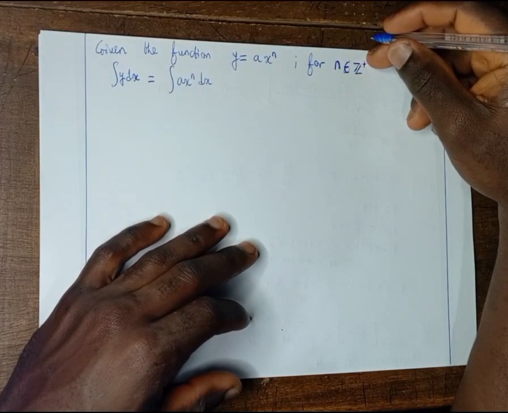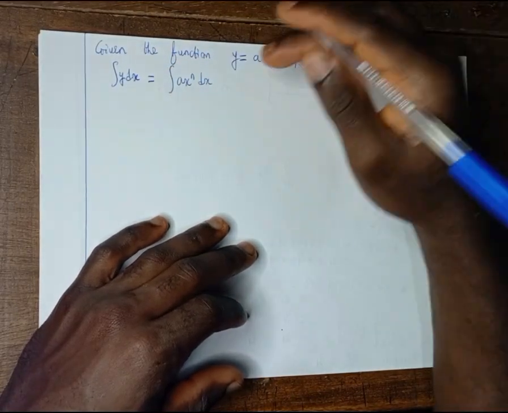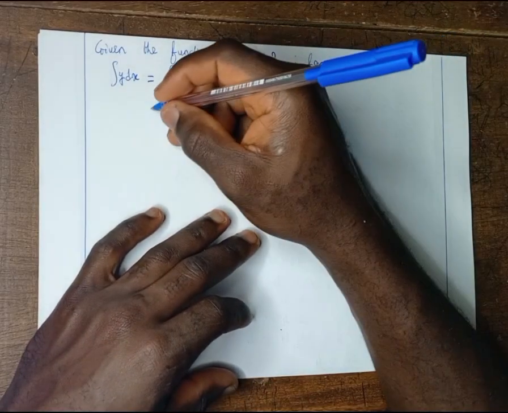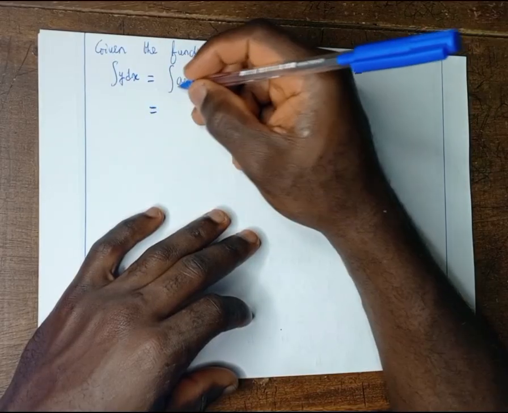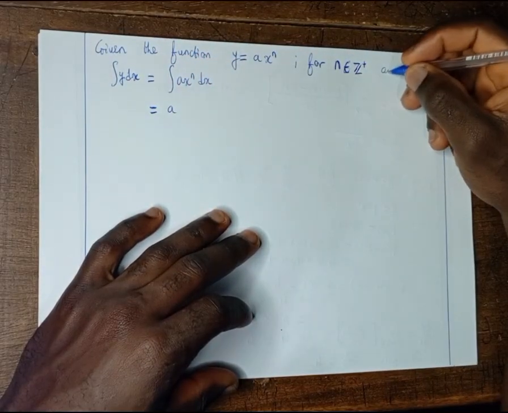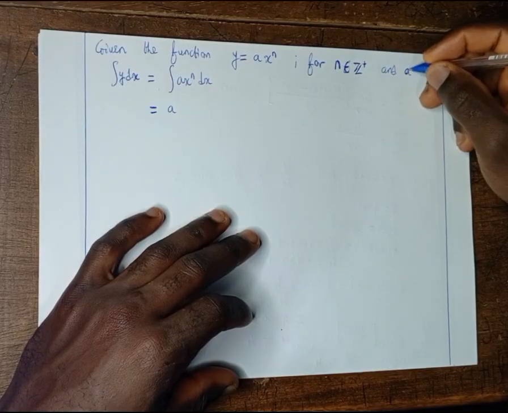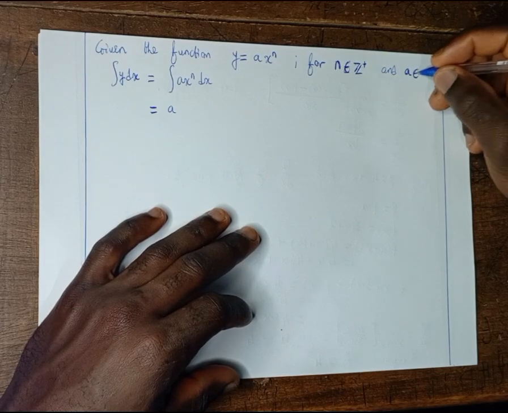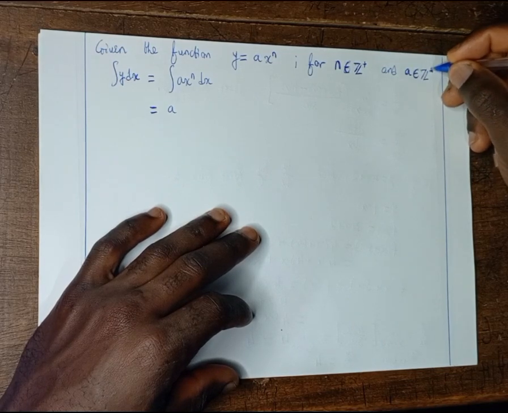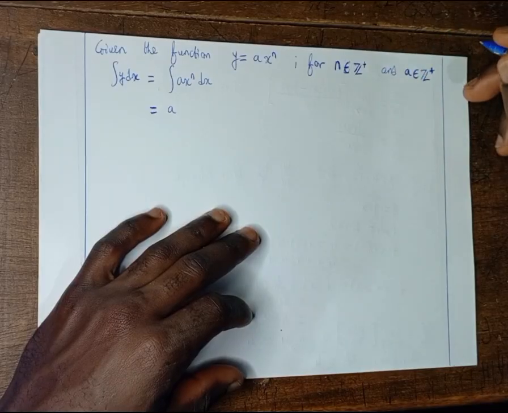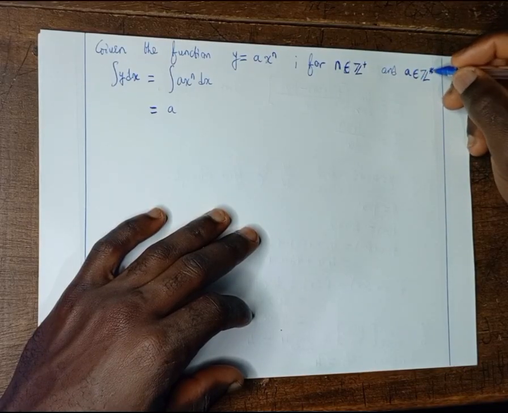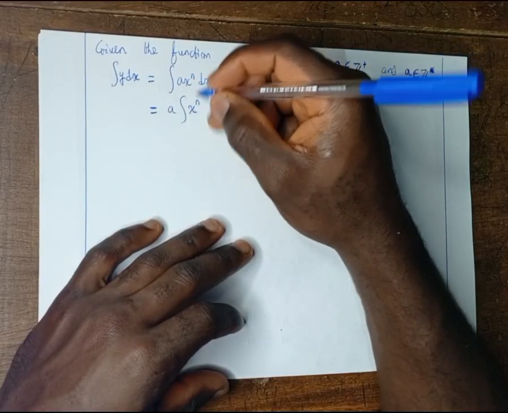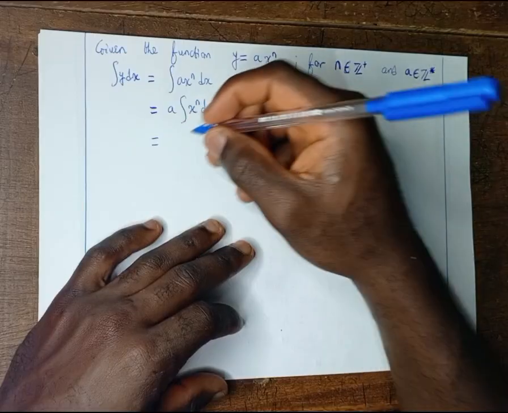For this n belonging to Z plus, the integral of this function will simply be equal to this, a is a constant, let me precise it here, and a is a constant. a also belongs to, let's take a to belong to Z star, that means a is a constant which is different from 0. So we can send out this constant, and this will give us the integral of x^n dx, of which this will simply be equal to a.